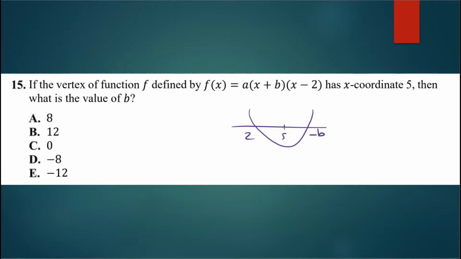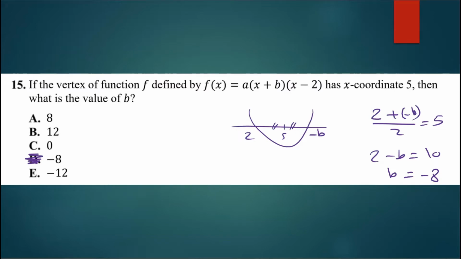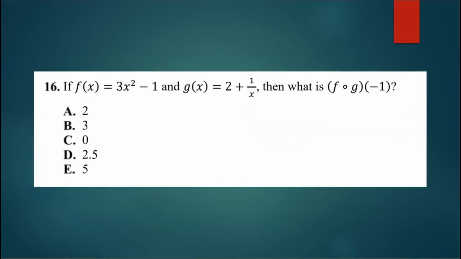So since 5 is the midpoint, you can write that as the sum of 2 and negative b over 2. The average should be 5. So this sum equals 10. So b equals -8. Okay. b equals -8. That means negative b is +8. Okay. So number 15 is D. Nice up till now.